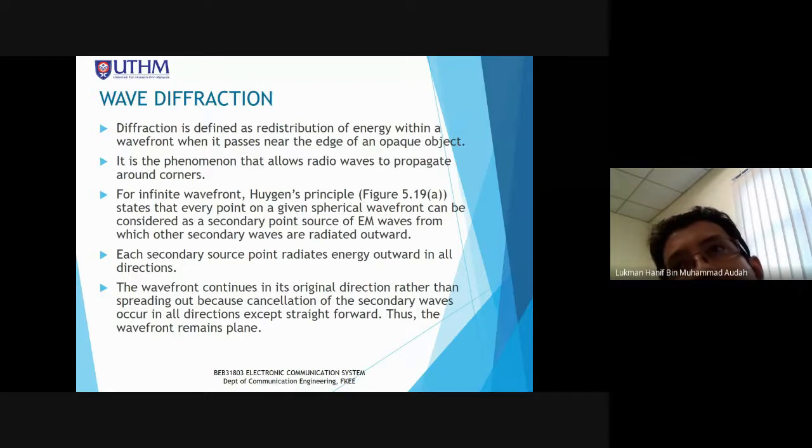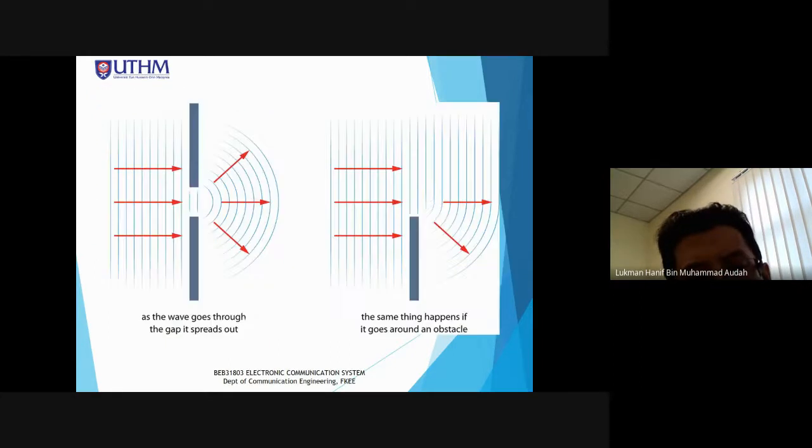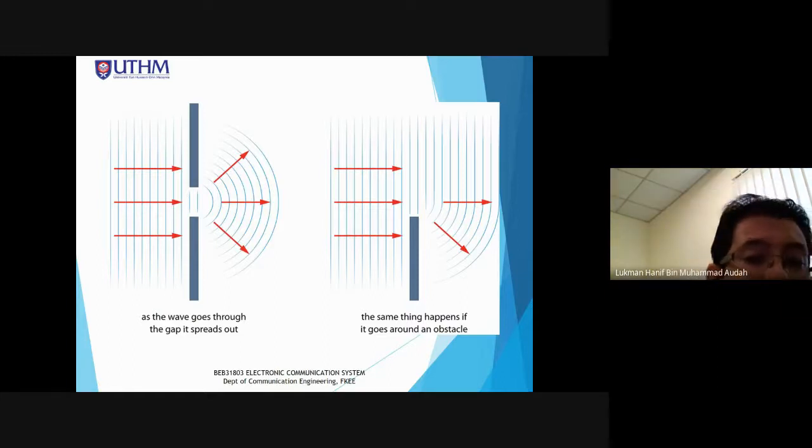Okay, diffraction adalah serakan, penyerakan gelombang. Maknanya gelombang itu akan bertaburan pada permukaan, pada surface yang berbeza. Dia akan diserakkan pada arah tertentu. Okay. So kalau you lihat di sini contoh.